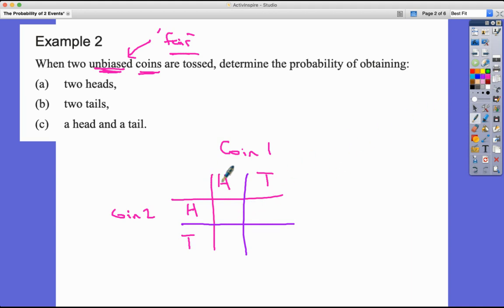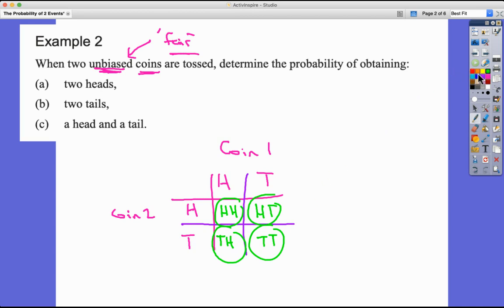So head on coin 1, head on coin 2: head, head. Head on coin 2 and a tail on coin 1: we could have head, tail. Coin 2 giving us a tail, and coin 1 giving us a head: tail, head. And tails on both: tail, tail. So the ones in green, these are our possible outcomes in this scenario.